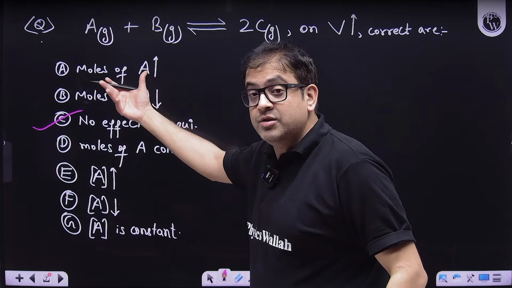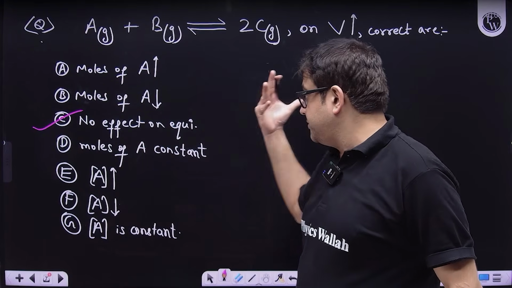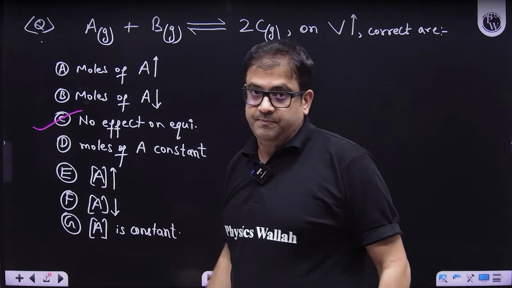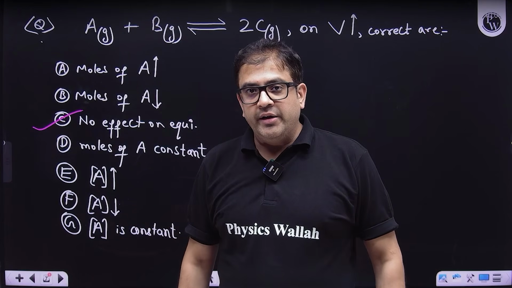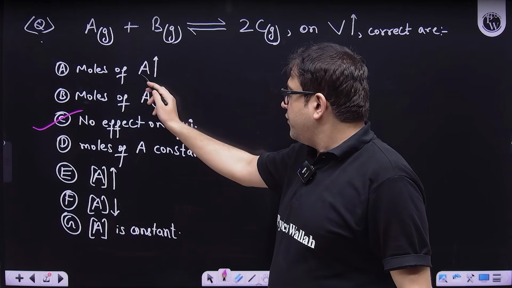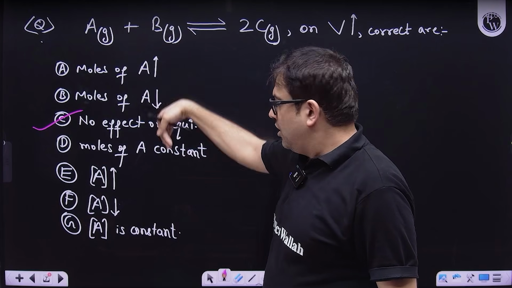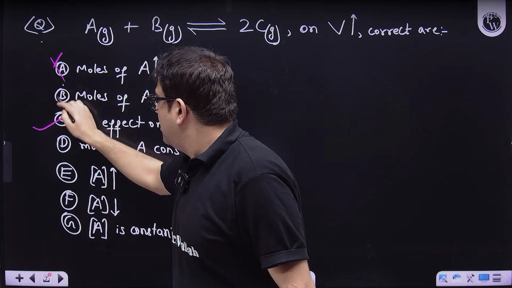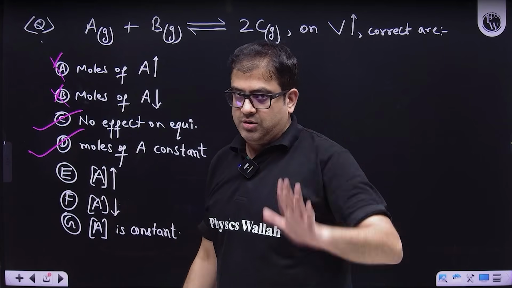Now, let us discuss something about the other terms. What about moles? Sir, if equilibrium is not getting disturbed, then the moles are not getting disturbed. So, will moles of A increase? No, sir. Decrease? No, sir. Sir, moles will become constant? Yes. This is good.